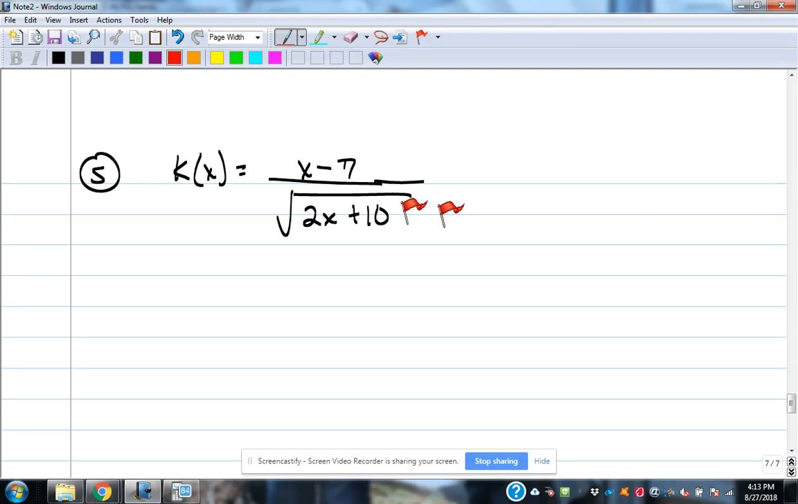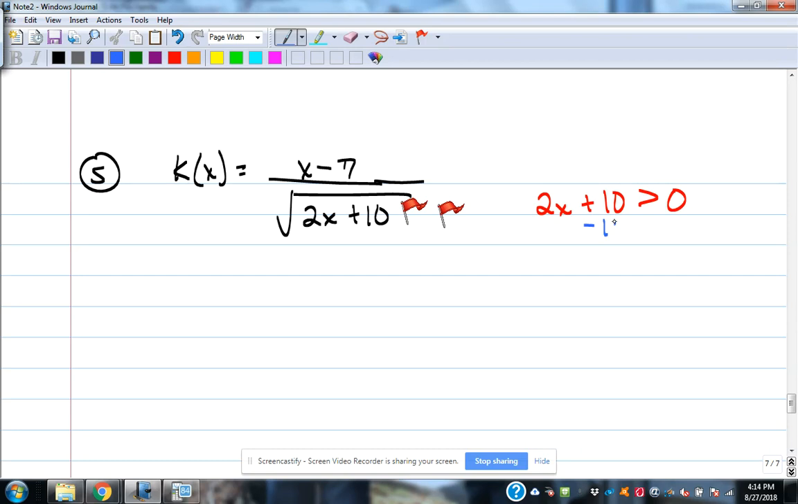So when we set up our inequality for 2x plus 10, do we put greater than or equal to 0? What do we put? Just greater than 0, because we cannot have 0 in the denominator. So we take the equal to off because it was in the denominator. This is one of those weird special cases that comes up like once out of 100 problems, but to me it's interesting.